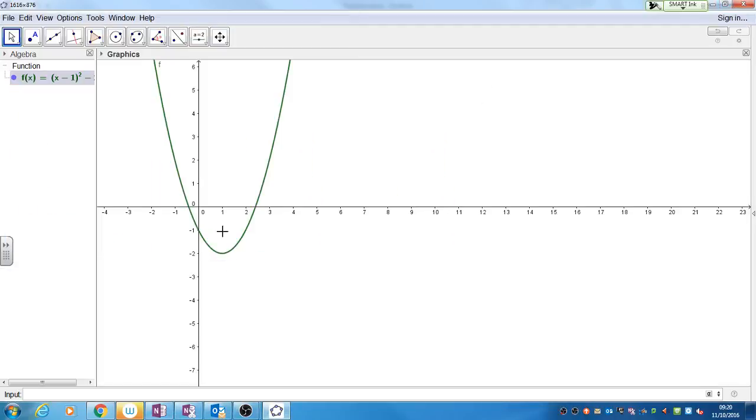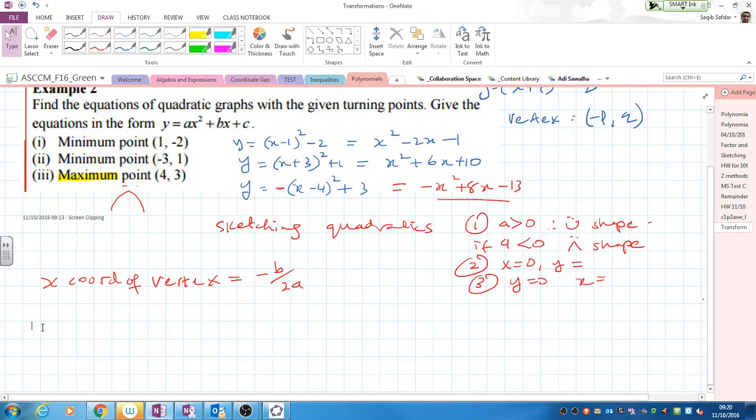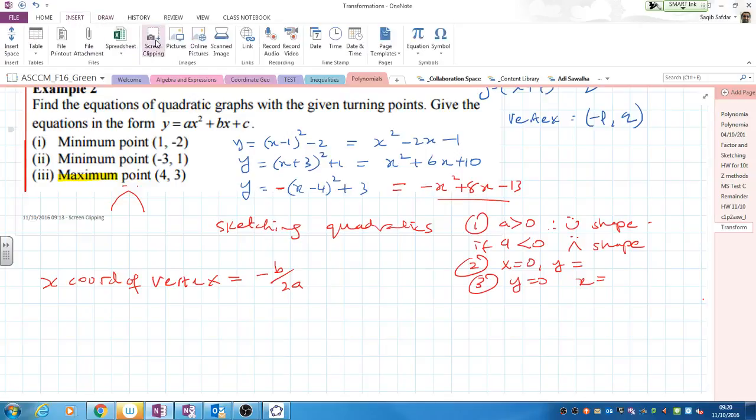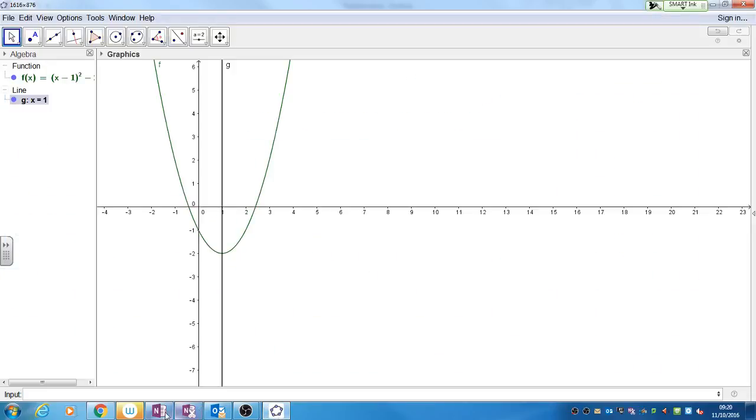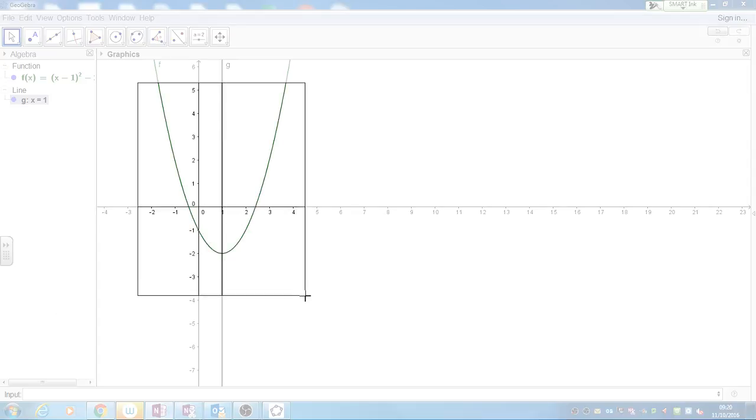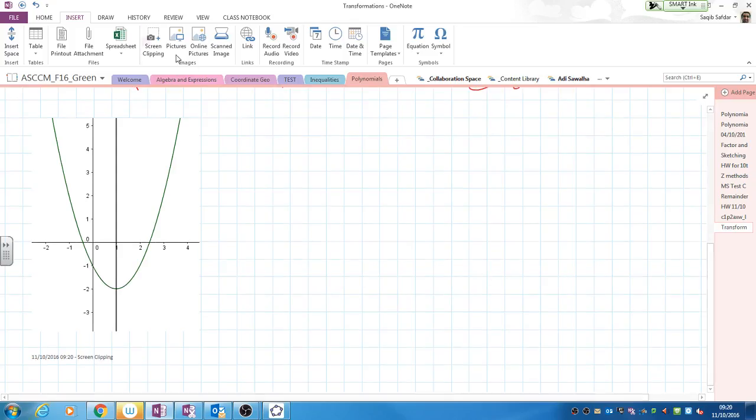So here it is. We can see the line of symmetry: if you put in x equals 1, there's your line of symmetry, and there's your vertex, your minimum point. In fact, just as some notes, we could bring this in over here, so if anyone's looking at it later on. There you go.